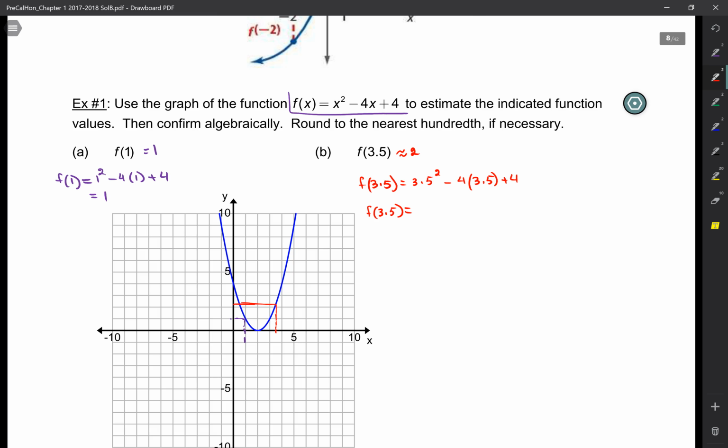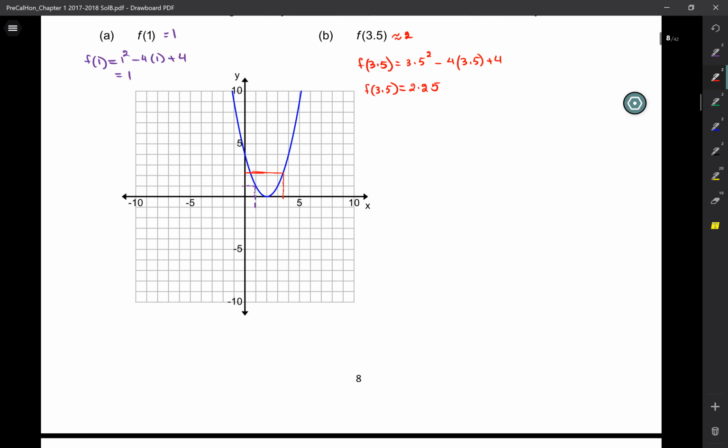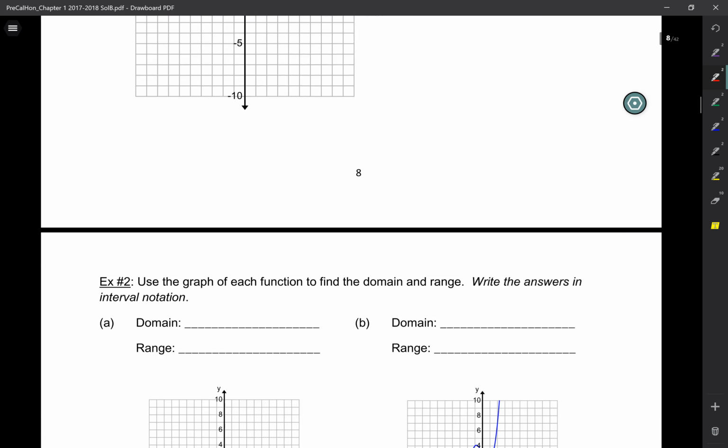What do you guys think? Turns out it's 2.25. Okay? So you see graphically, I mean, it's good enough. You know, it just depends on what precision you're looking for.